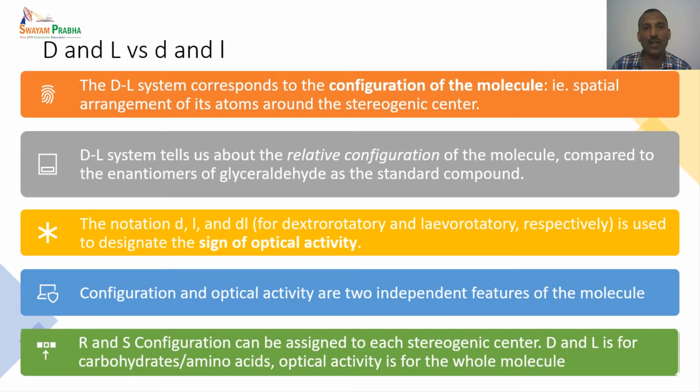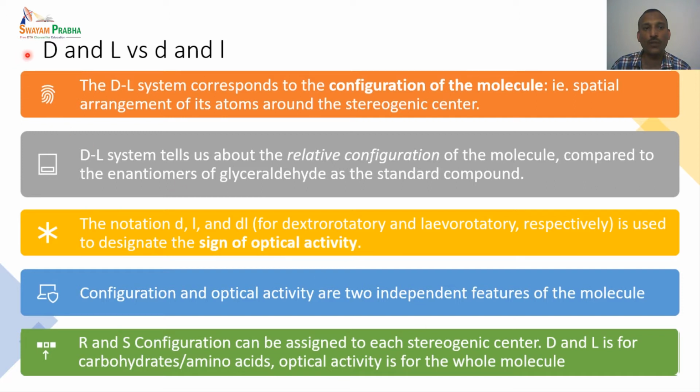That means if a molecule has more than one stereogenic center or a chiral center, then we can assign the configuration D or L. Similarly, R and S notation, which we have seen earlier, is also used for the configuration. So the D and L or R and S are basically configurations which can be assigned. And optical activity is basically for the whole molecule.